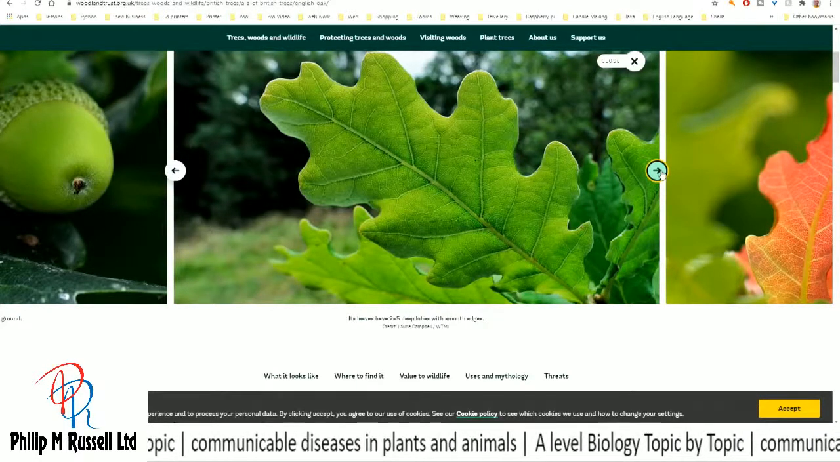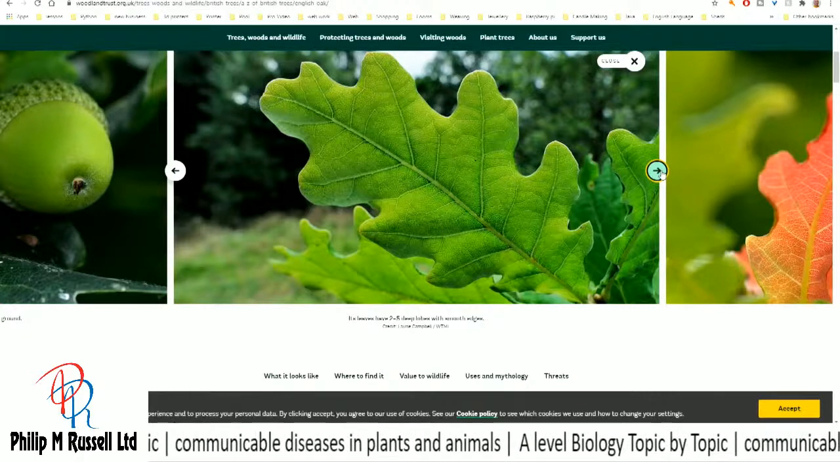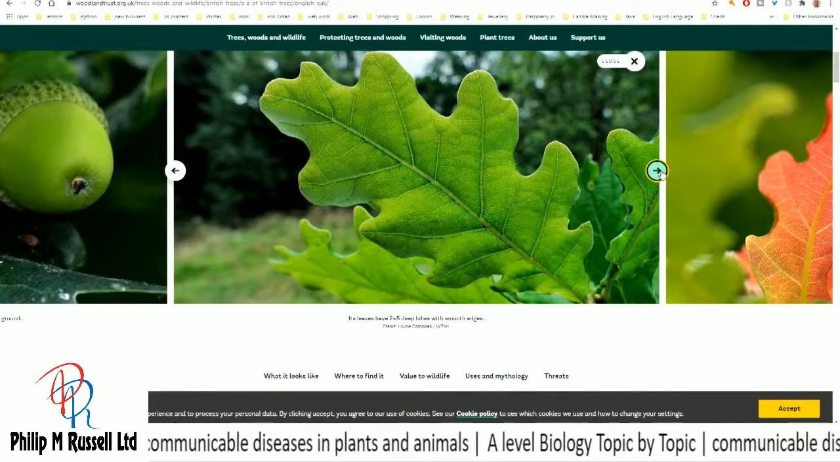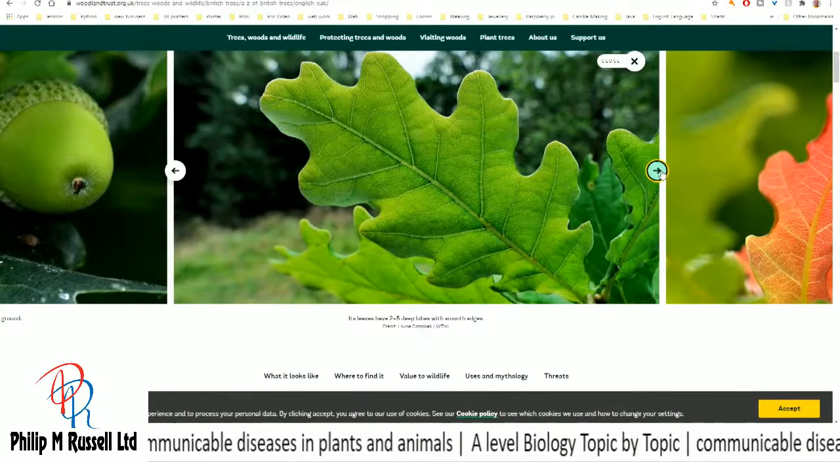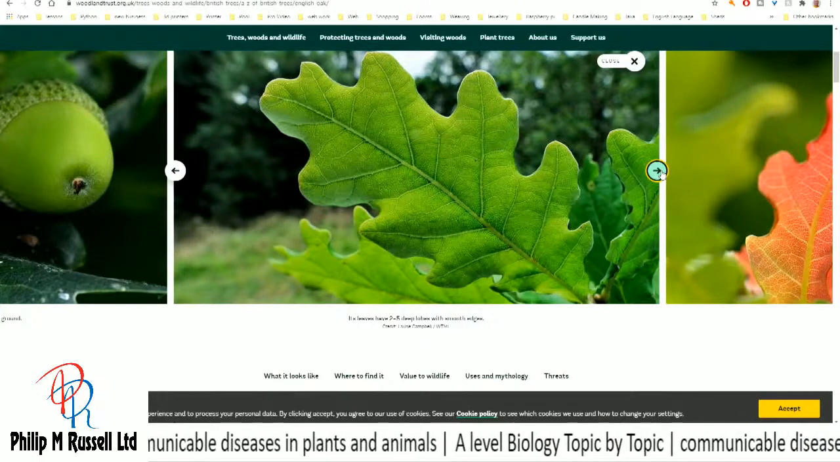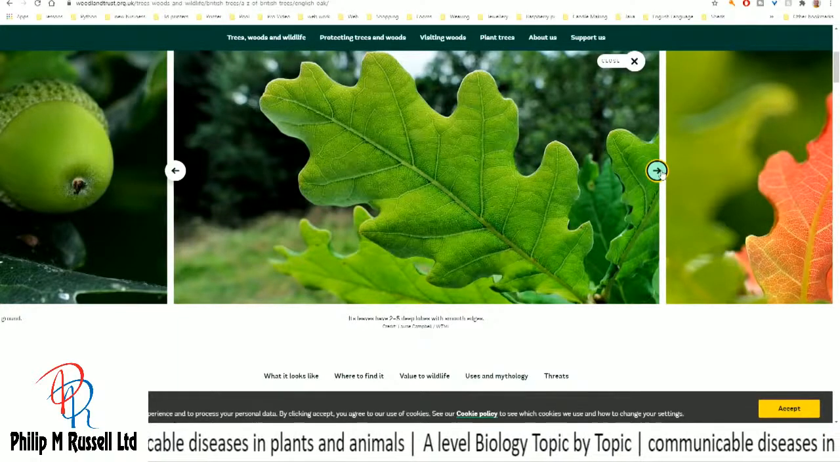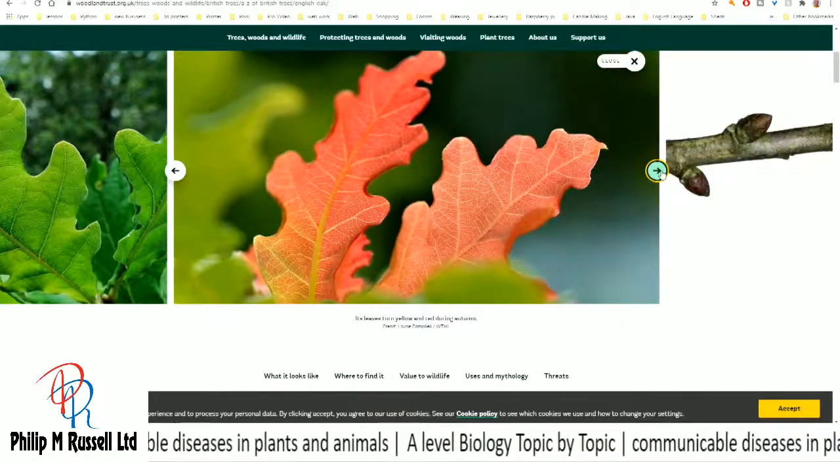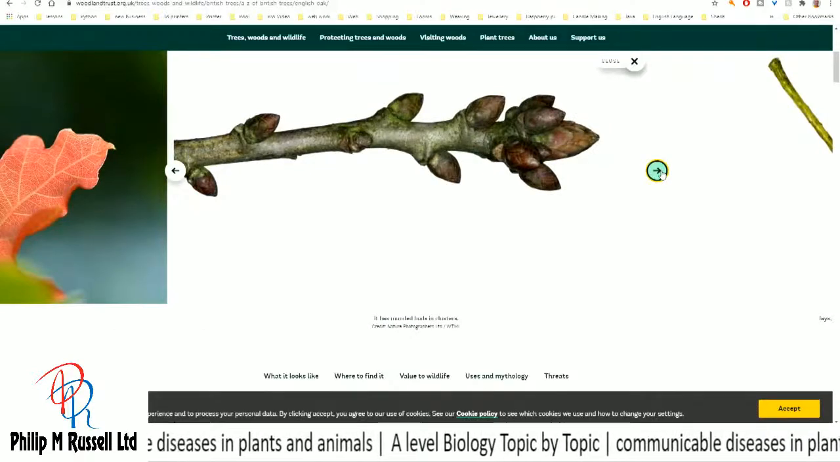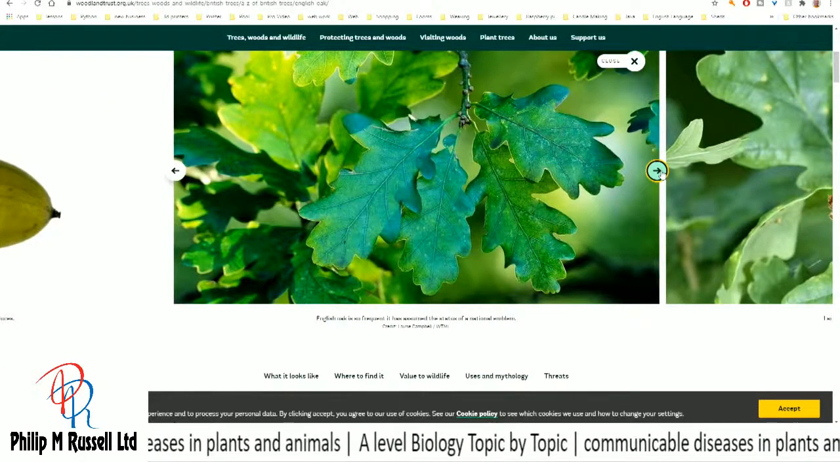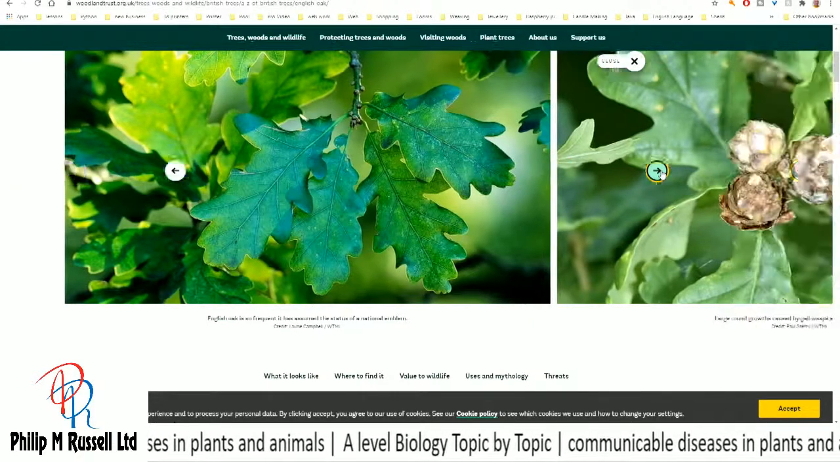There is a disease having a go at them. Now, what's the problem? Well, it's really easy to see that the oak tree might be being damaged, but trying to identify what is actually causing the damage is a lot more difficult.